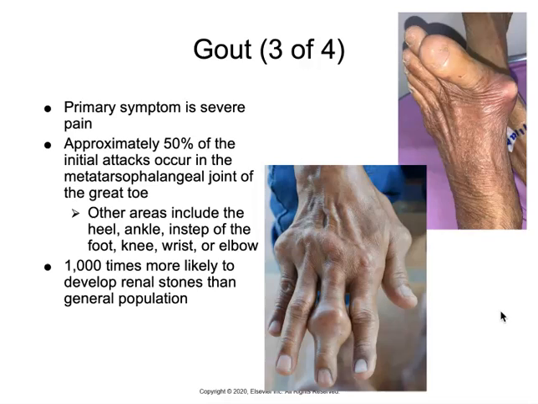So the primary symptom here is going to be severe sudden joint pain. And often it's going to be that first MTP joint by the big toe. So that stands for our metatarsophalangeal joint. And this tends to happen in about 50% of the population. We do have other areas that can be affected, such as the heel, ankle, the instep of our foot, knee, wrist, or elbow. And it's 1,000 times more likely to develop renal stones than the general population.